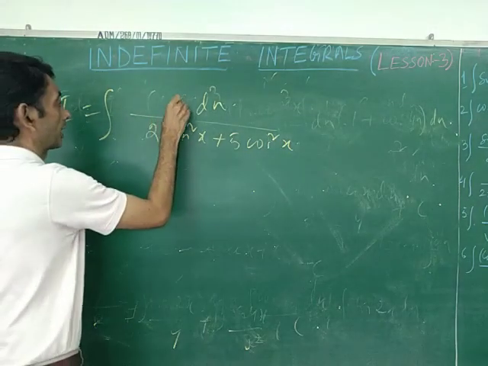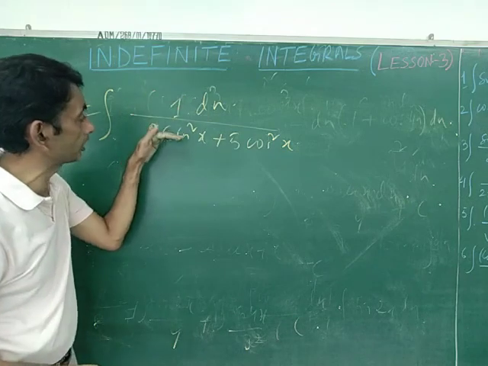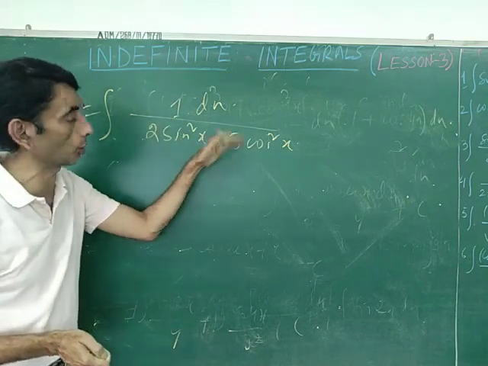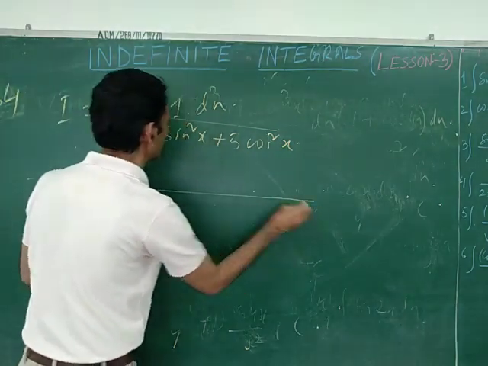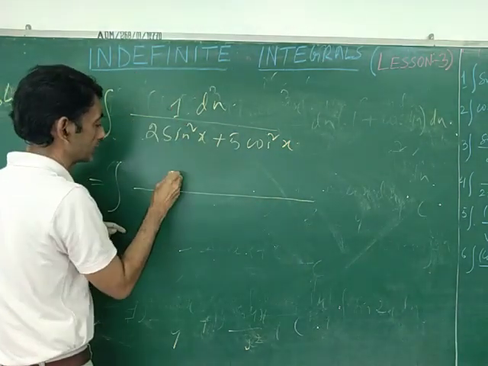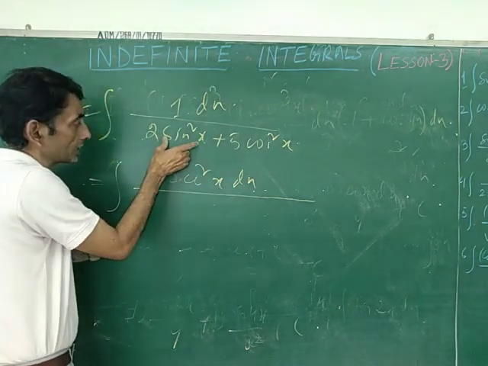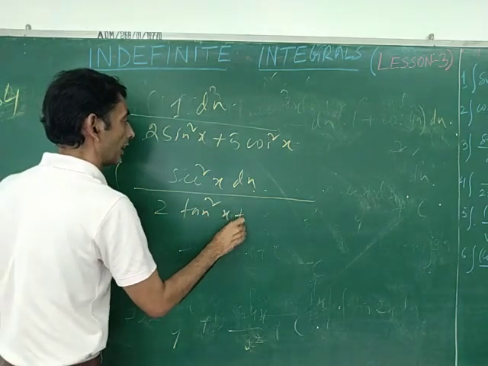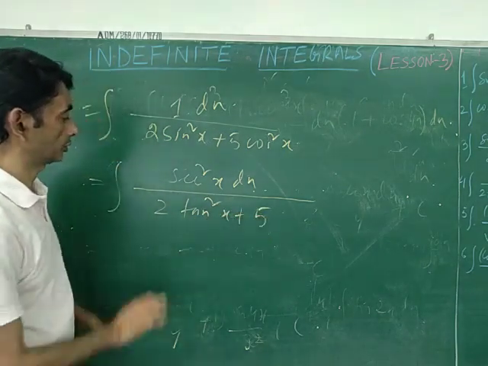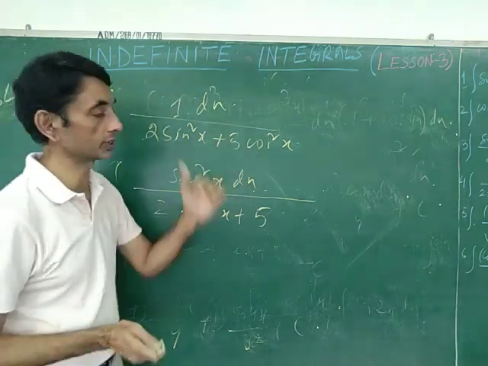Question 4: integral of dx by 2 sin square x plus 5 cos square x. Find how to solve this. So this is 1 into dx. Now I'm just going to divide numerator and denominator by cos square x. Dividing 1 by cos square x gives sec square x dx, and dividing sin square x by cos square x gives tan square x, and plus 5. So simple steps. We are dividing numerator and denominator by cos square x.